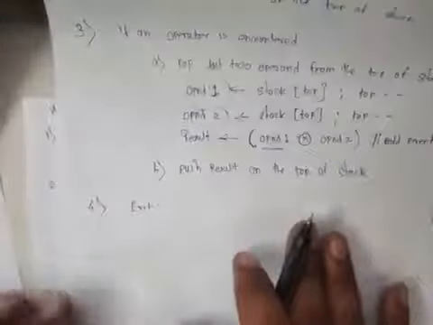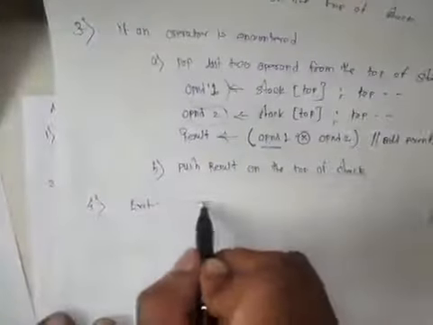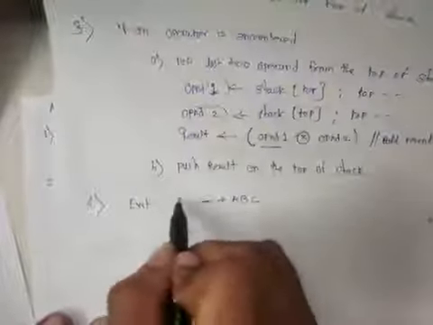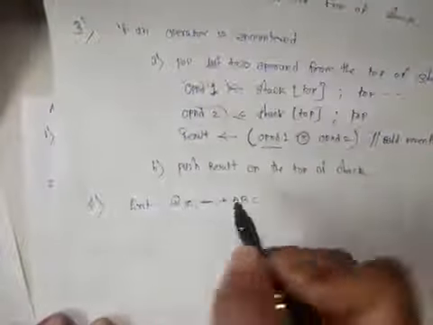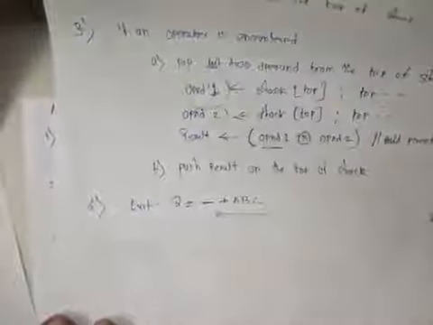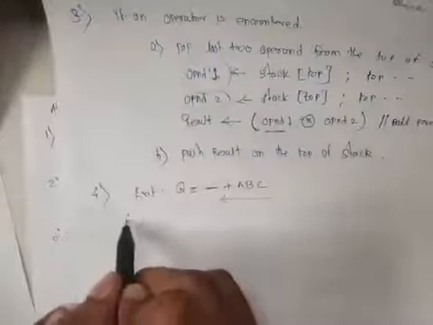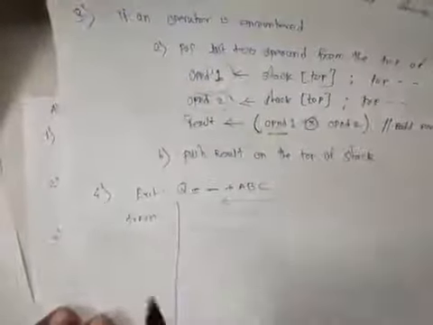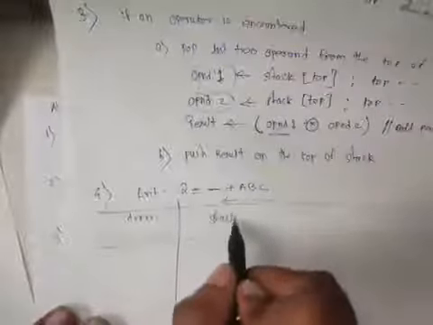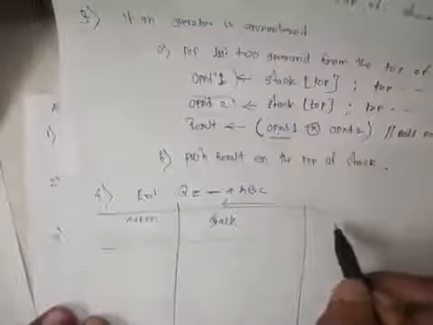So let's do it. What is the prefix expression? Minus plus ABC. So Q is equal to minus plus ABC, and here we are scanning from right to left. So let's take the token. Here is your stack, and this is the action taken.